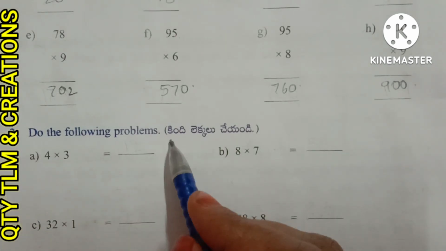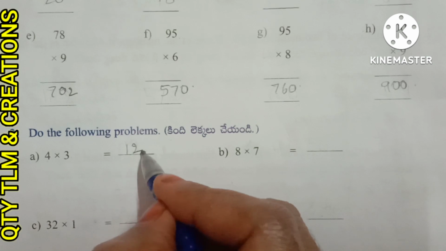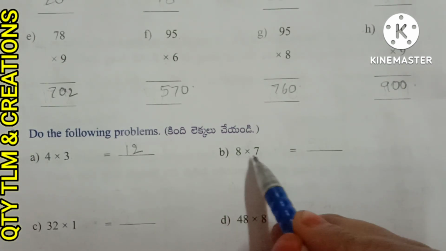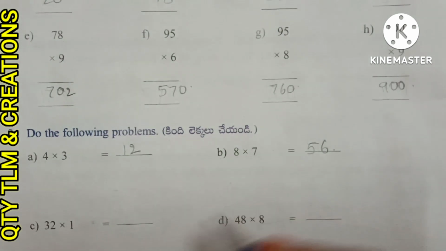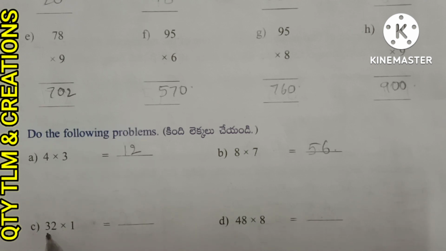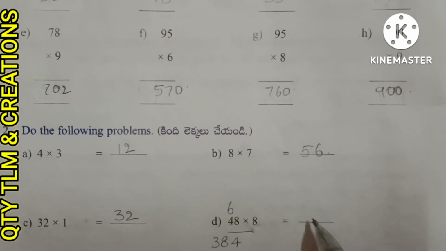Next, do the following problems. A. 4 into 3. 3 4s are 12. B. 8 into 7. Here 8 multiply with 7. We get 8 7s are 56. Next C. 32 into 1. That is equal to 32 multiply with 1. We get 32. Next D. 48 multiply with 8. We get 384.